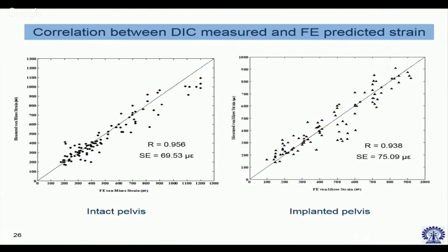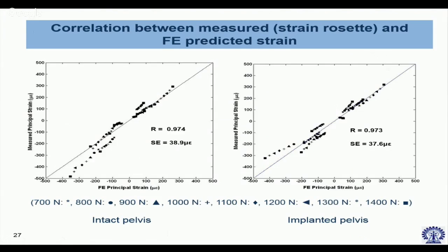Correlation between DIC and FE predicted strains, but most importantly, correlations between the strain rosette and FE predicted strains are also very high. Okay, so you can see how many load cases had been tested, starting from 700 to 1400 for both the samples.